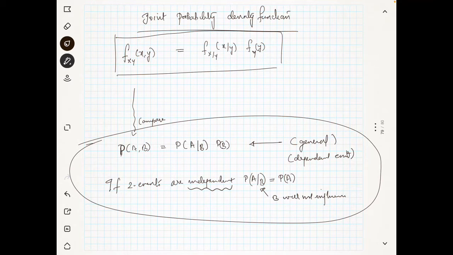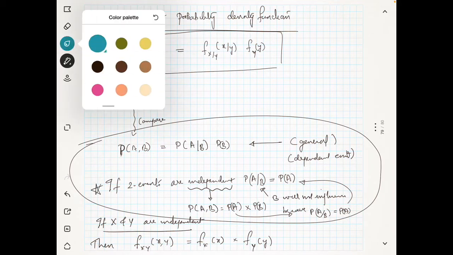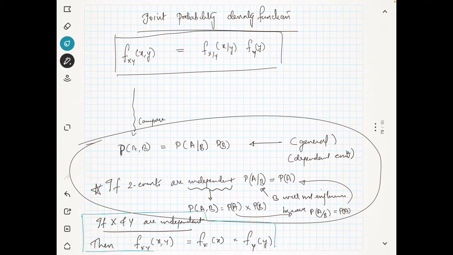This formula we have already seen in probability theory, so we can use the same notion here. If the random variables x and y are independent, then fxy of x, y is nothing but fx of x multiplied with fy of y. Just as for independent events, the probability of A comma B is the probability of A multiplied with the probability of B, because the probability of A given B is the probability of A, due to the independence of the events. So if the events are independent, the joint density function is nothing but the product of the individual density functions.